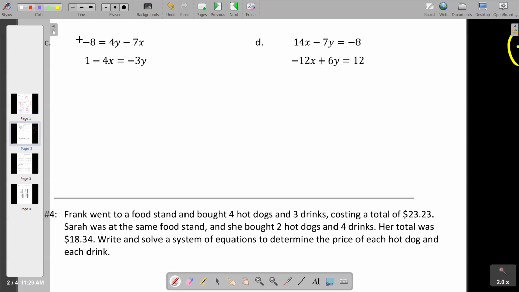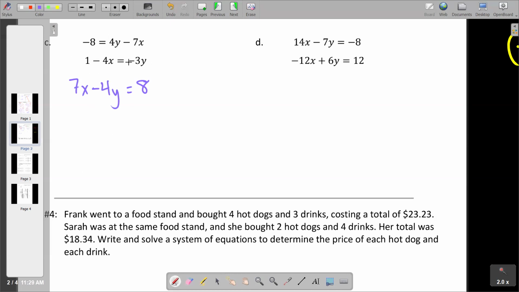I'm going to take the x's and y's and move them to the left. This is my choice. So I'm going to take the 7x, add it, make it positive. I'm going to take the 4y, move it, make it negative. I'm going to take the 8, move it, make it positive. Did not have to do that. That's just what I like to do.